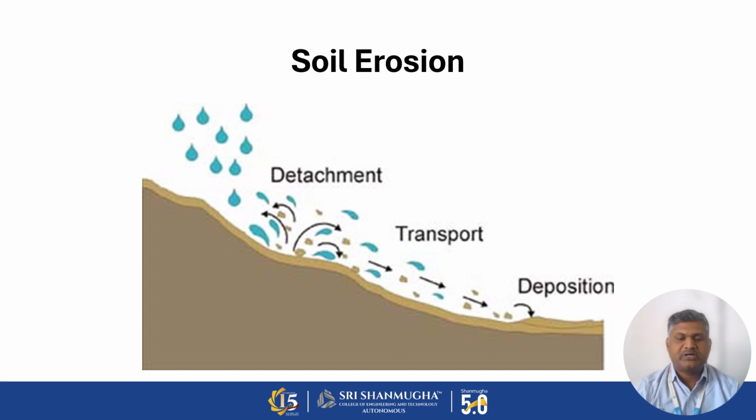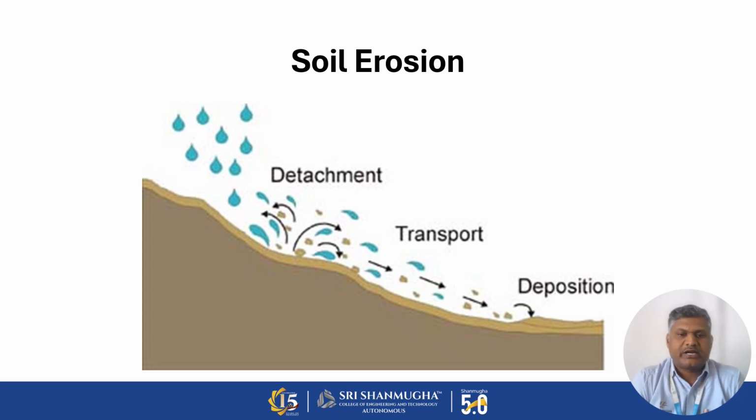Once detachment of the soil particles takes place, the next process is called the transportation of the soil particle. When the wind or water velocity increases, the transportation process automatically takes place. In this process the soil particles move from one place to another place by its particle size distribution and the velocity of the water or wind.